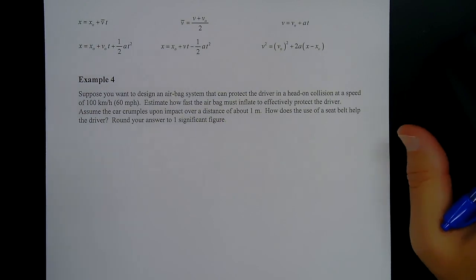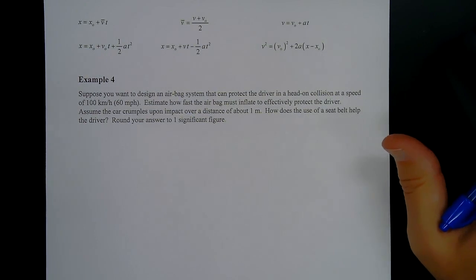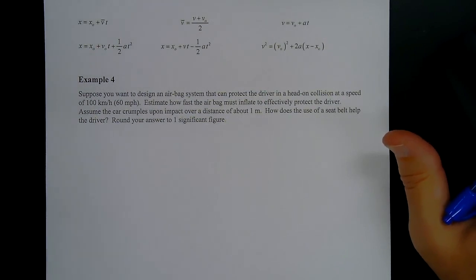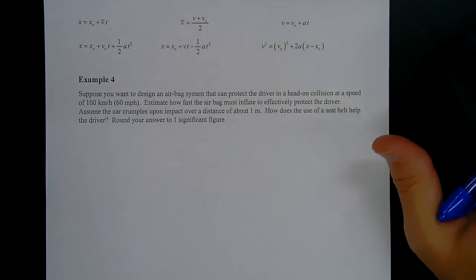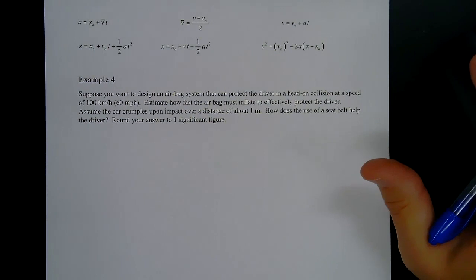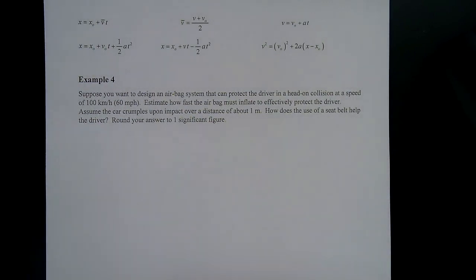For this last problem, we want to design an airbag system that can protect the driver in a head-on collision at a speed of 100 kilometers per hour, which is about 60 miles per hour. And we want to estimate how fast the airbag must inflate to effectively protect the driver. And then we need to assume that the car crumples upon impact over a distance of about 1 meter. And then how does the use of a seatbelt help the driver? And then round your answer to 1 significant figure.